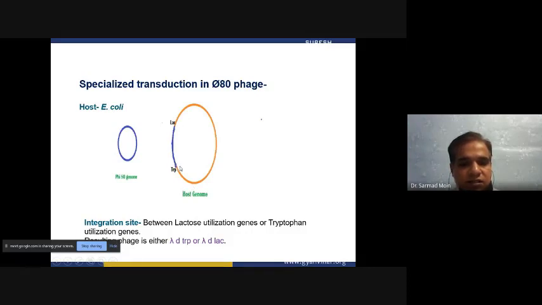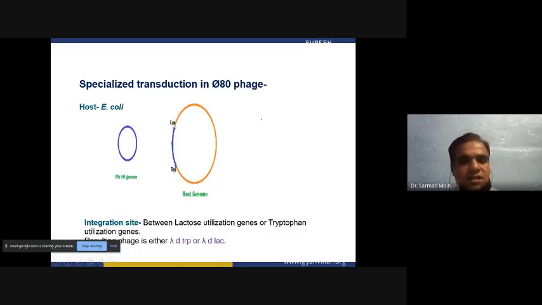So here the host genome has the TRP gene and the lactose utilization gene. In between these two genes, the phi 80 genome will be integrated, and with the host genome it will replicate again and again. It will increase its copy number, and when they are released from the E. coli, they will carry either the lac type of gene or the TRP type of gene. They will not carry both genes, only one type of gene.